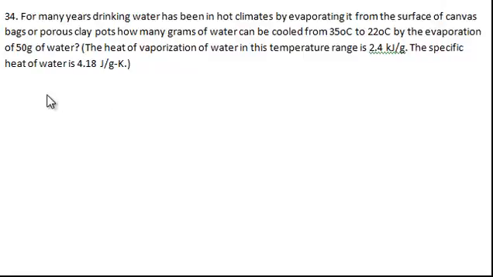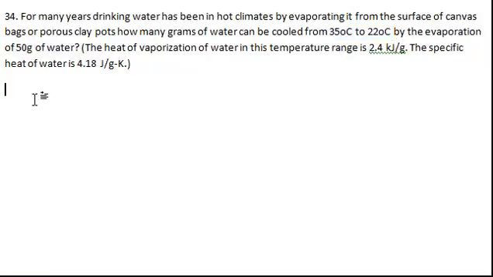In this problem, what we're trying to do is we have two different things going on. We have the evaporation of 50 grams of water. The evaporation of 50 grams of water is an endothermic process, so it takes energy to evaporate a certain amount of water. And the energy coming from that evaporation is coming from the process of cooling a certain amount of water a certain temperature. So we have two things going on.